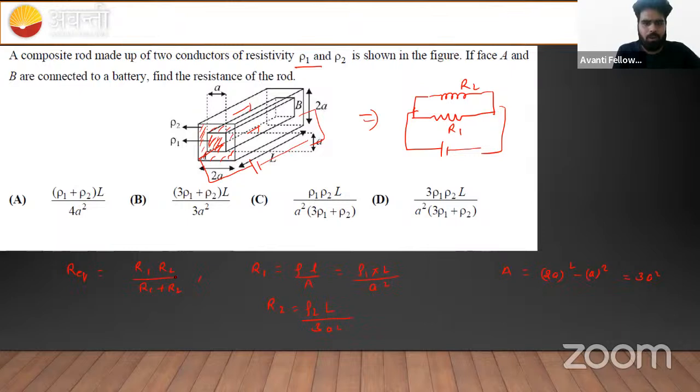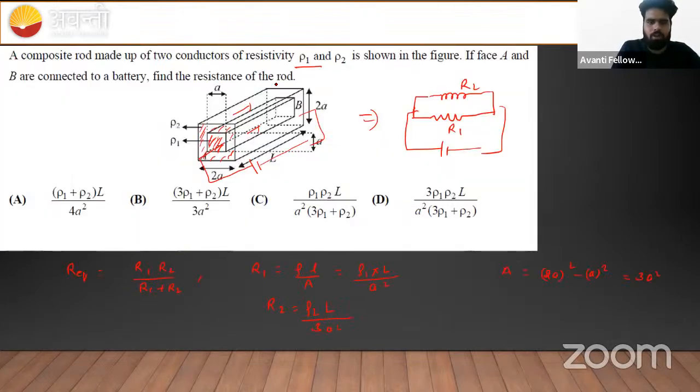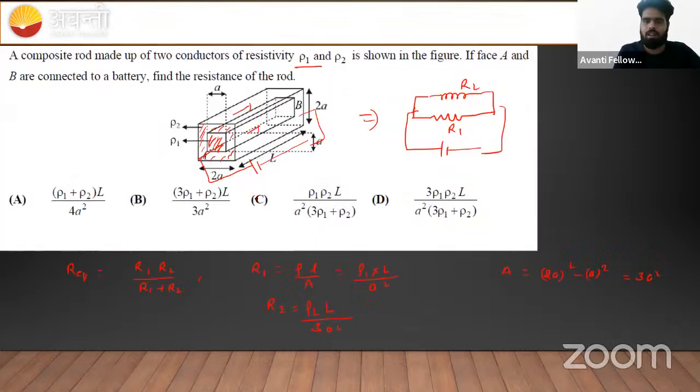And if we put this value here, what is our final answer? R equivalent of R1, R2. What is the value of R1 here? We can say rho 1 L upon A square and rho 2 L upon 3A square. If we simply solve this equation, we will get the correct answer. And what is the correct answer in this problem? Option number C is the right one. Right? I hope this is clear.